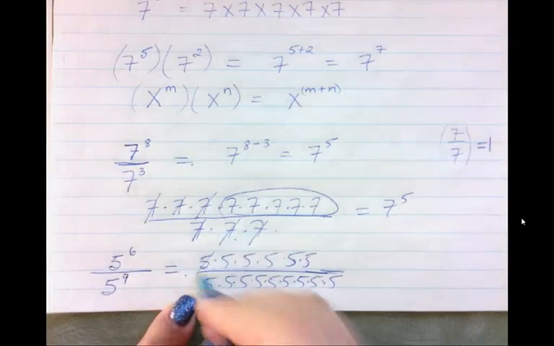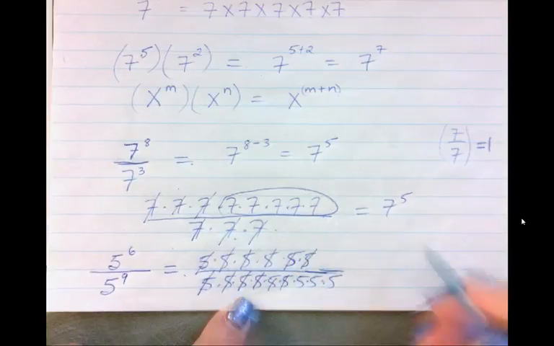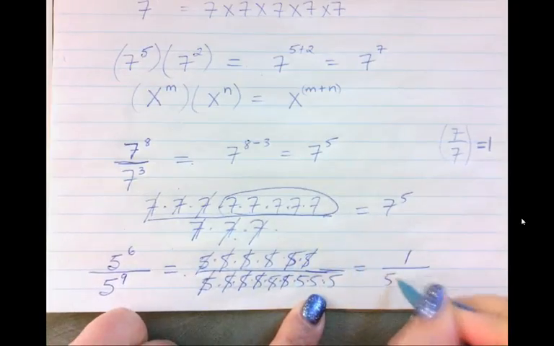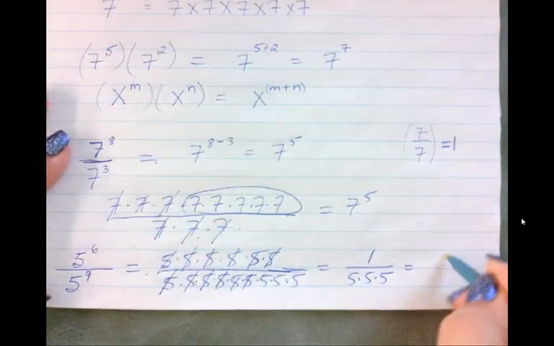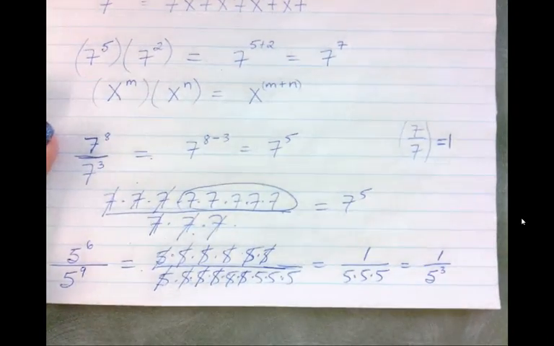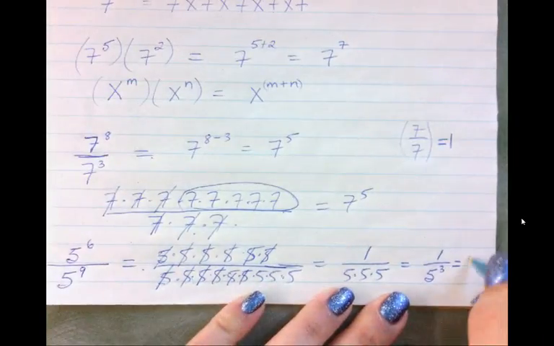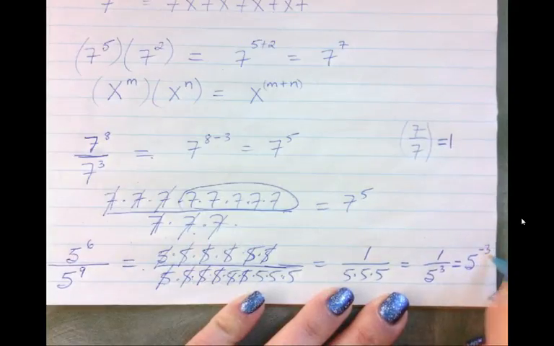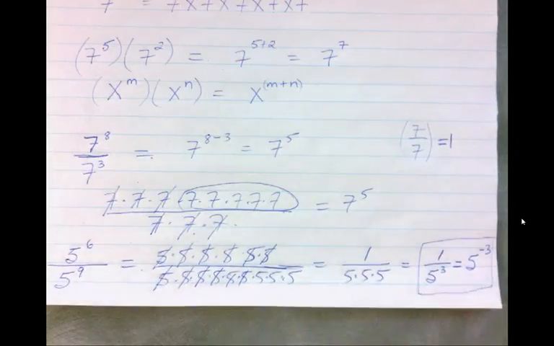Okay, now what can I do here? I can cancel 1 for 1, right? I can reduce 1 for 1. And then what am I left with? 1 over. Okay. And then what does this give me? 1 over 5 to the power of 3. But if I were to use my exponent rules, what would my answer have been? 5 to the power of? Negative 3. So this is the relationship between a negative exponent. This is what a negative exponent actually means. It's 1 over whatever it is.